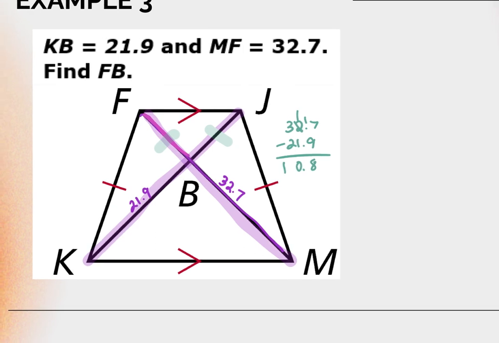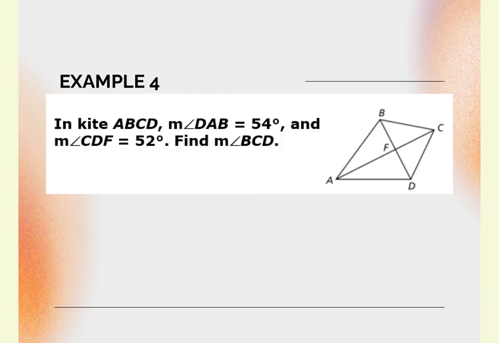And you get 10.8. Wait, what? Wait, why is it 21.9 and 32.7 again? They're not equal? The 21.9 is just this part, where the 32.7 is this whole side. All right, now we have a what?